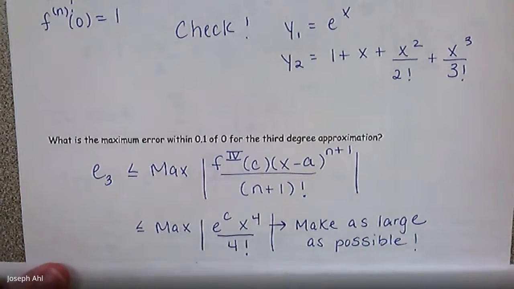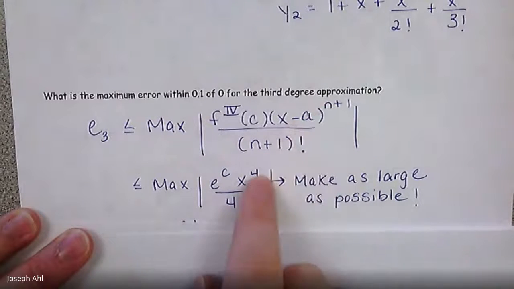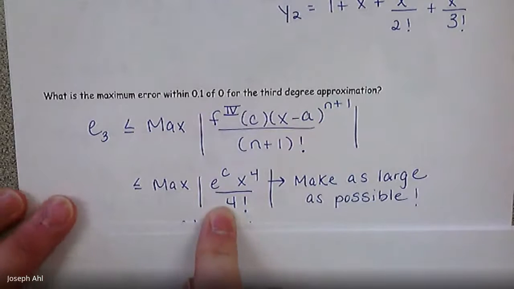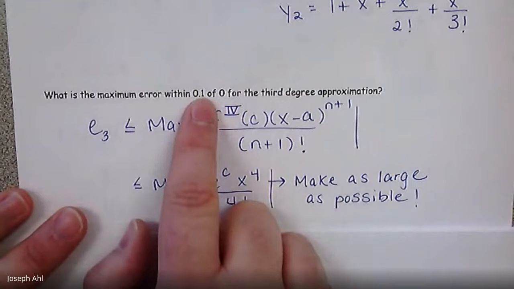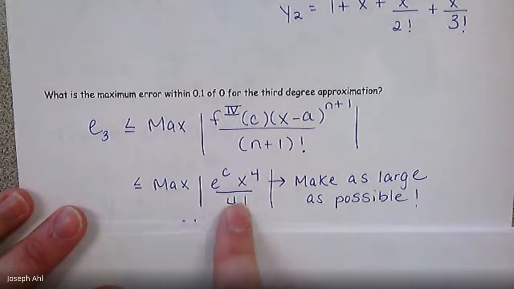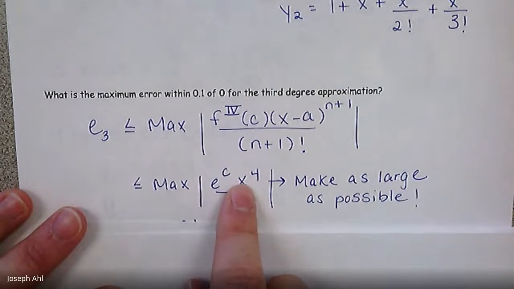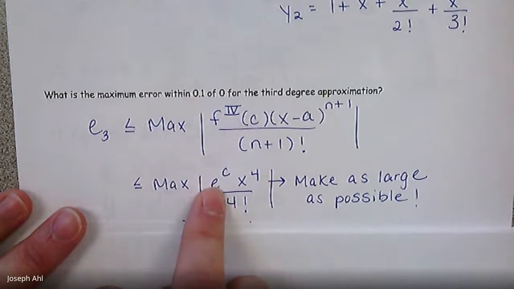So here's what's going to happen. We're going to have e to the c. This is going to be x minus 0 to the fourth, and then over 4 factorial. And if we're trying to maximize this, we want to pick values that are within 0.1 of 0. That would make the numerator as large as possible. I mean, the denominator is fixed at 4 factorial, so there's not much I can do there. But if I want to maximize this, let's pick really large numbers. I mean, as large as we can make it. Well, the largest I can pick to be within 0.1 of 0 is by plugging in 0.1 for x, and we're also going to choose the value of c to be 0.1.